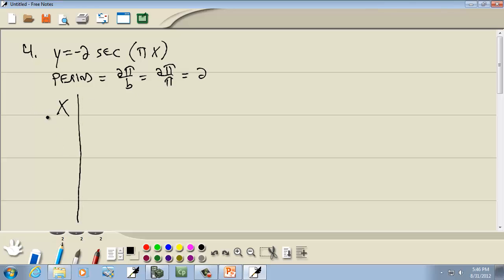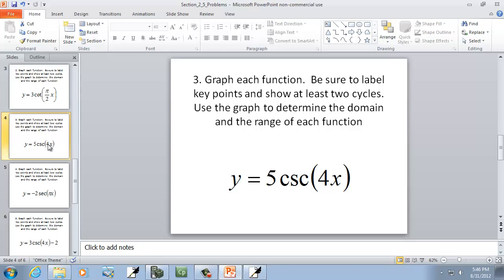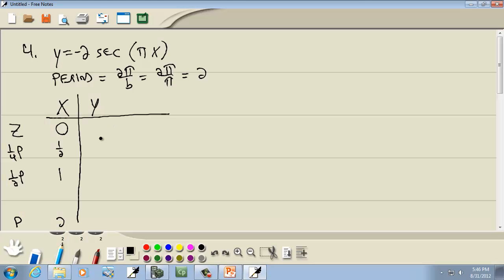So create our t-chart. This is always 0. This is always our period. This is 1/2 of our period, which is 1, and this is 1/4 of our period, which would be 1/2. Didn't I just work this one? Maybe, I'm not sure which one it was. Oh well. Never mind. 3/4 period. That'd be 3/2. You just look real familiar.